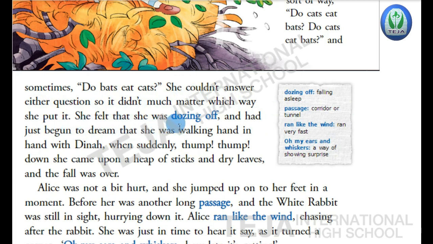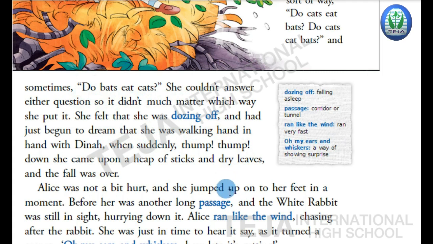She felt that she was dozing off and had just begun to dream that she was walking hand in hand with Dinah, when suddenly, thump, thump, down she came upon a heap of sticks and dry leaves, and the fall was over. Now she, in a sleepy mood, as if in a dream, was saying, do cats eat bats? And for some time she was saying, do bats eat cats? But she couldn't get the answer for either of these questions.